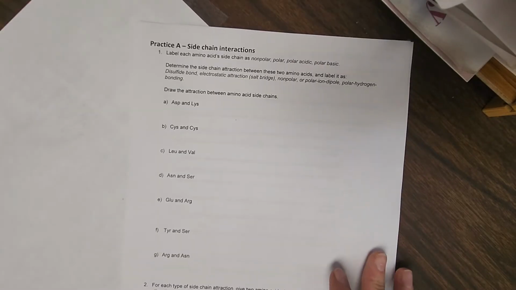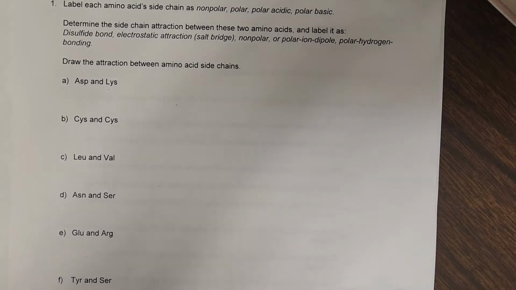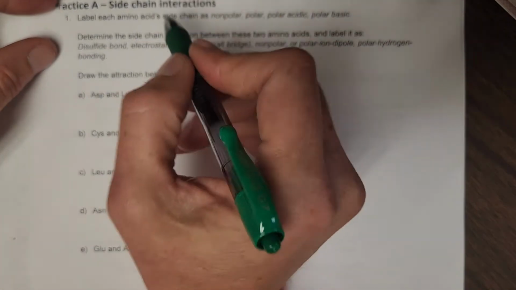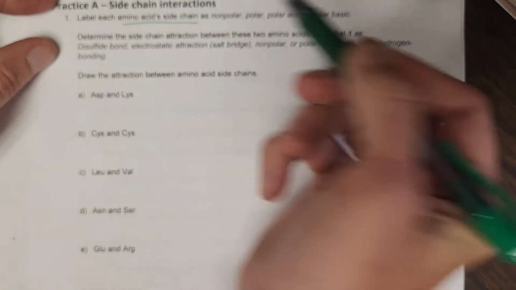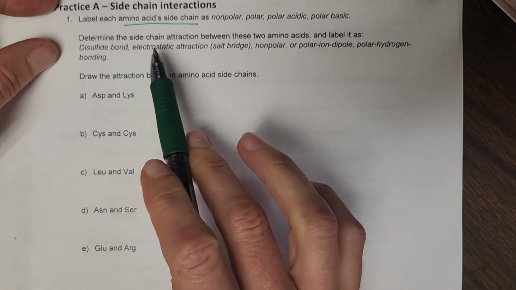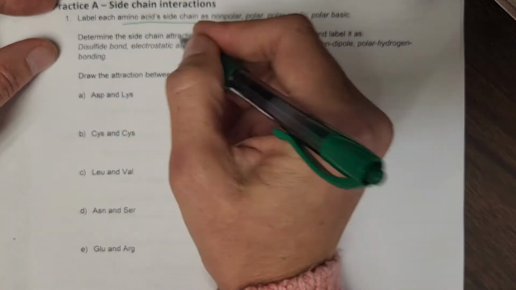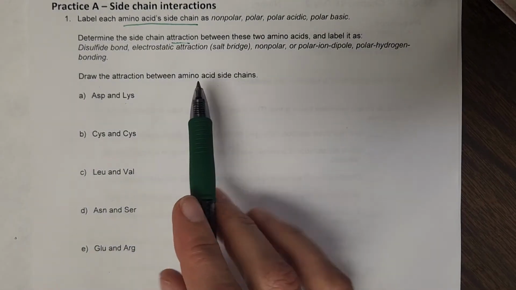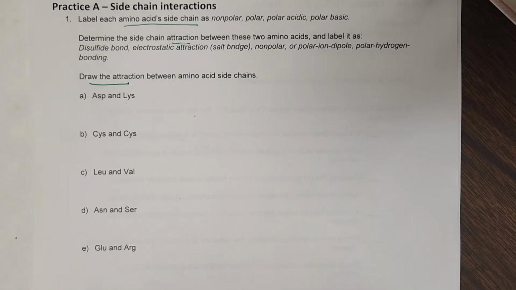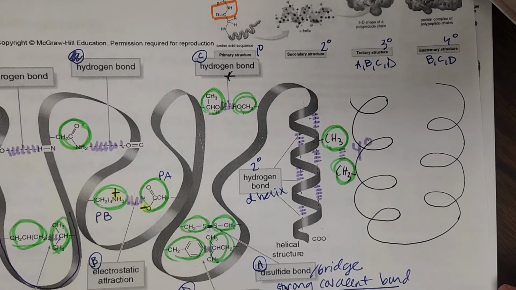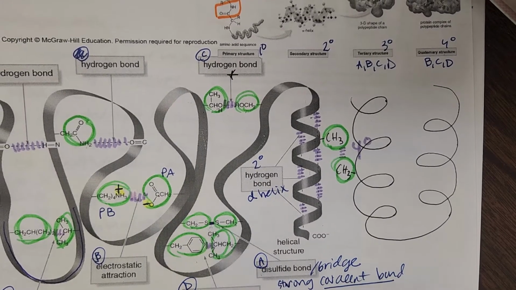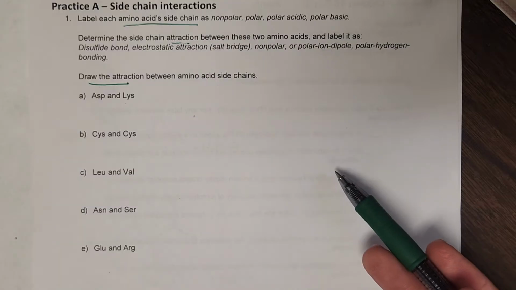So I have a worksheet here that's going to help us think about these side chains and draw some of them ourselves. So this is saying first label each amino acid side chain. Then we're going to determine the side chain attraction between them. Sorry about the focusing here. And then we're going to do the hard part, which is to draw that attraction. Okay, so essentially we're going to come up with our own drawing of something like this, where we have our backbone and then those side chains are attracted to each other.